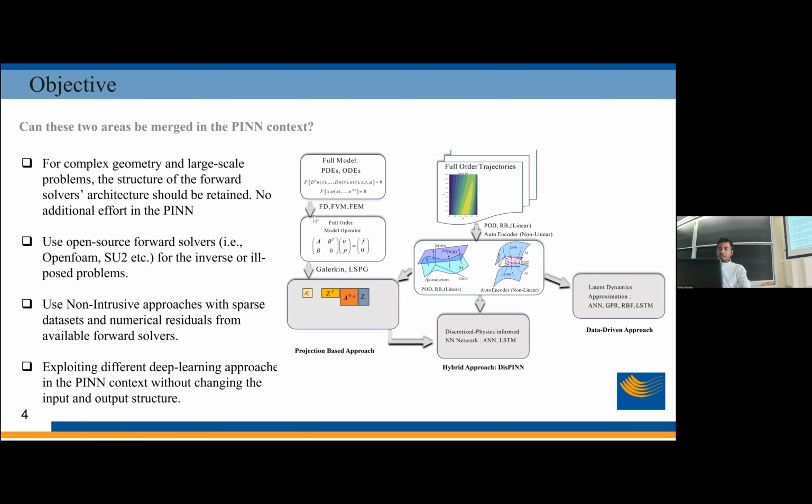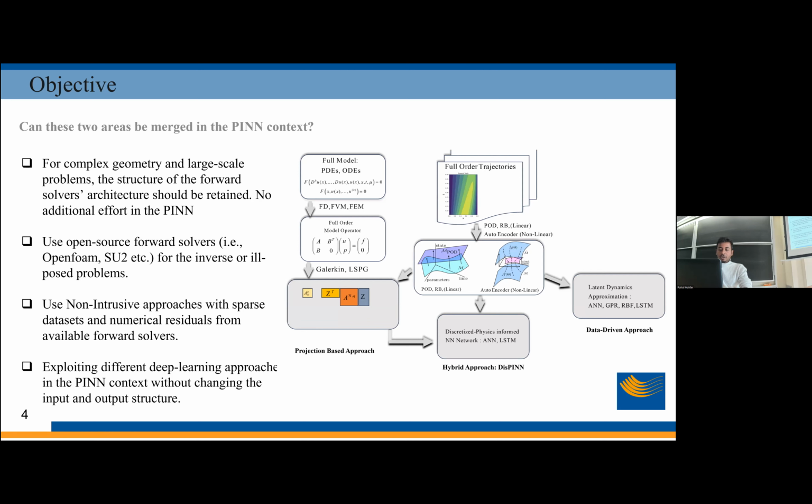So when I say, can these two areas be merged in the physics-informed neural network context, it means that for different complex geometry or large-scale problems, probably in industry, we have already set up all the forward problems in our favorite CFD solver. So that part I don't want to use in the PINN anymore, those governing equations. I can directly take the residuals and solve those complex problems.